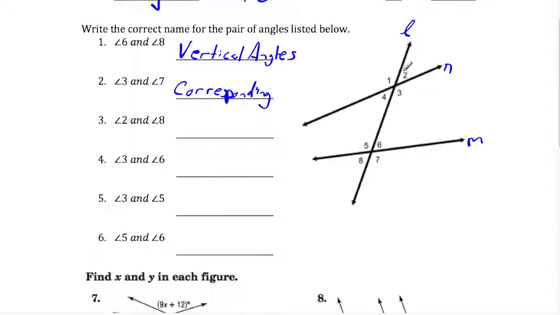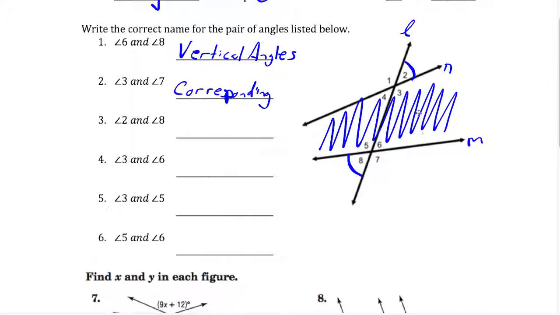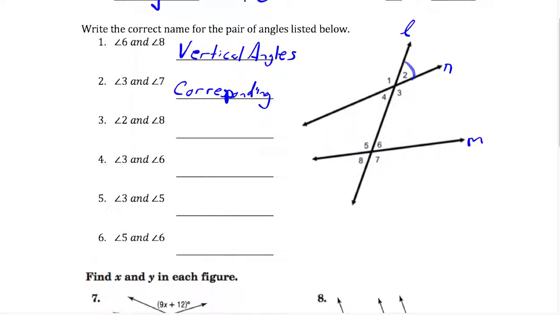Angles 2 and 8. Well, if N and M are the lines and L is the transversal, then everything between them acts as an interior angle. So 1, 2, 7, and 8 are exterior angles. And because 2 is the exterior angle that is in the upper right and 8 is in the lower left, two opposites, angle 2 and 8 are alternate exterior angles.